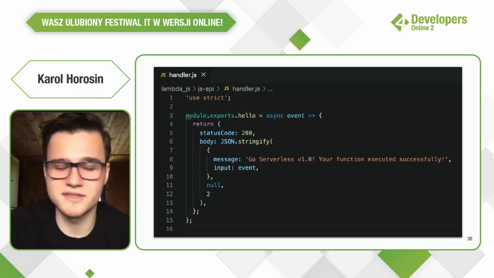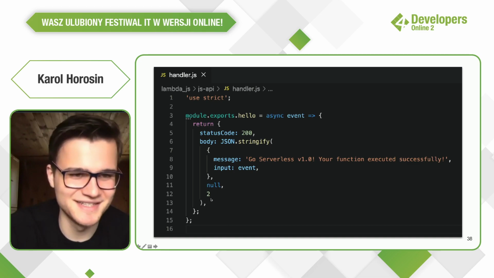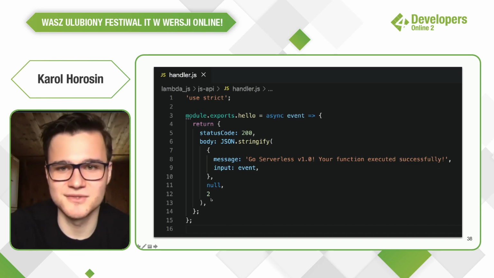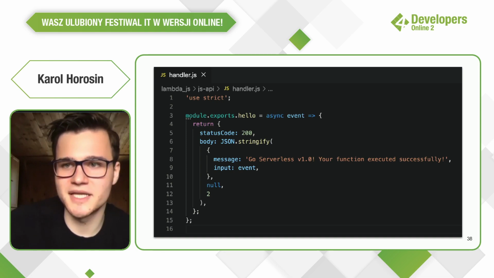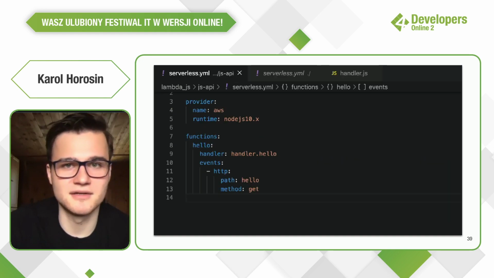We log event so you can see what's in the event. That's useful at the beginning. And then these are just stringify parameters like null and two spaces, but that's just for formatting. So as you can see, making an API is basically making a JavaScript function, which is really cool. You don't need to know a lot really about frameworks.